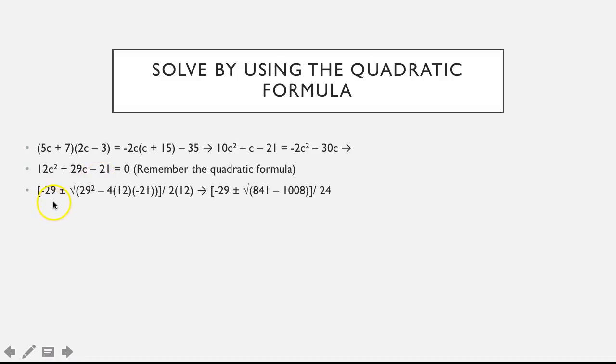So you get negative 29 plus or minus the square root of 29 squared minus 4 times 12 times negative 21, all divided by 2 times 12, which leads into negative 29 plus or minus the square root of 841 minus 1008, divided by 24. Continue simplifying, and you get negative 29 plus or minus the square root of negative 167, over 24.